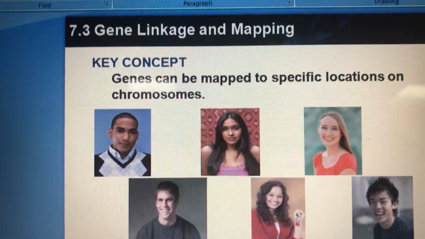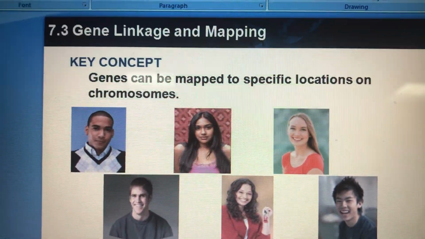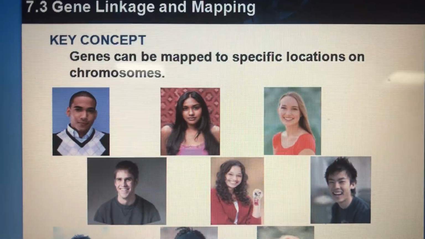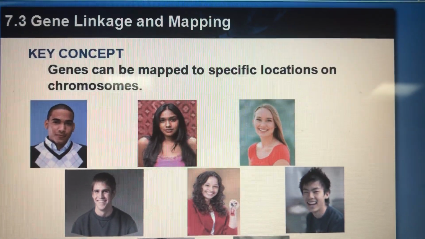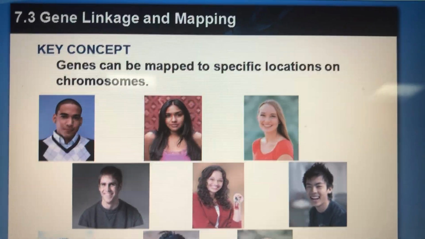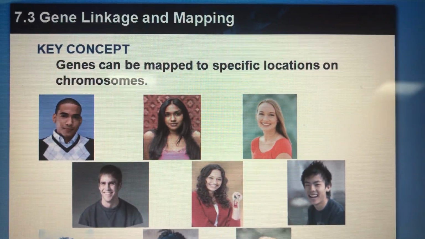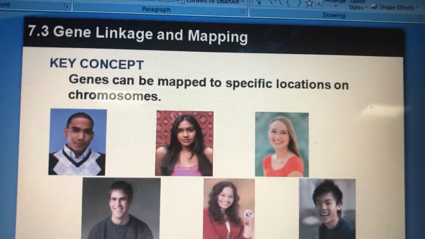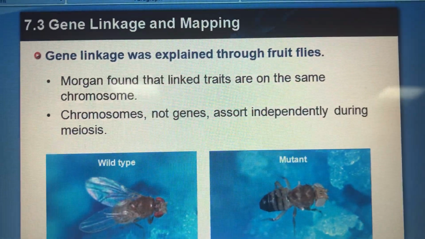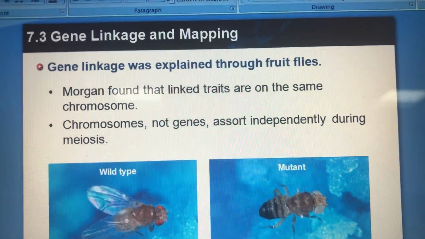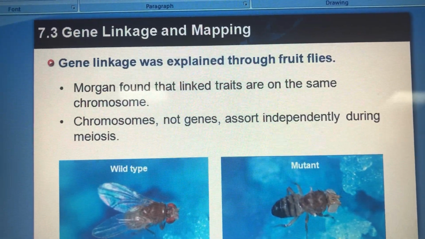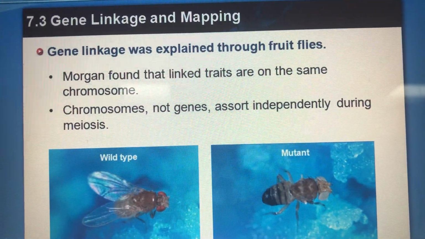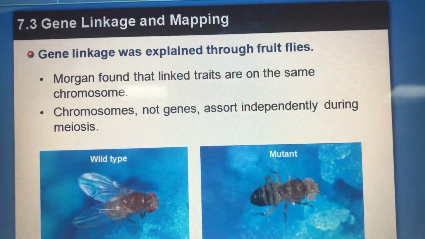Okay, now we are in section 3, gene linkage and mapping. We learned that genes can be mapped to specific locations. Through these maps, you can identify the locations of genes on the chromosome, okay? And there is a scientist called Morgan. He found out that there are some linked genes that are inherited together on the chromosomes, okay?